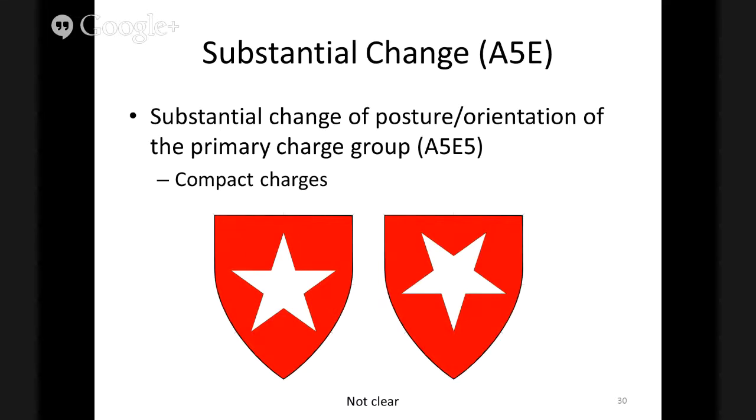Okay. Compact charges do not. They may have an orientation in the artistic sense, but they don't have an orientation for the purpose of this. So flipping that mullet over is not an SC. That's a compact charge. It can't have a substantial change for orientation. Period. If you lean slightly to the right, they become identical.